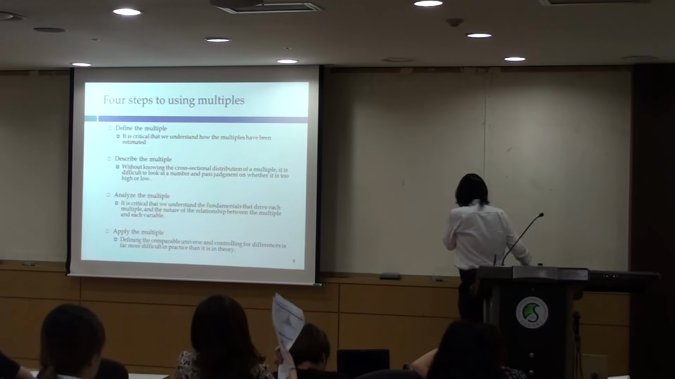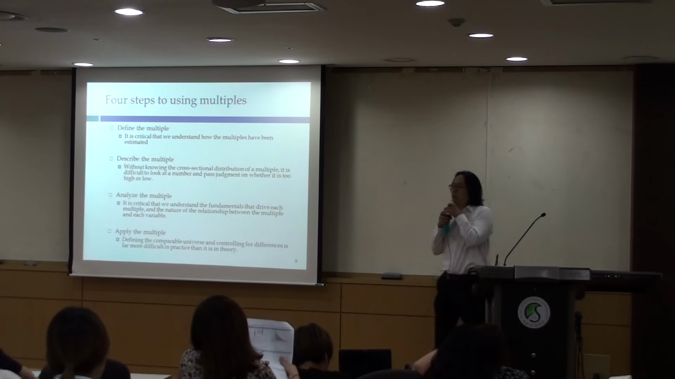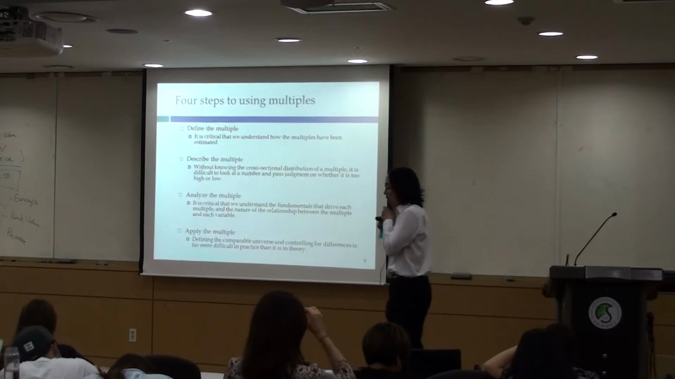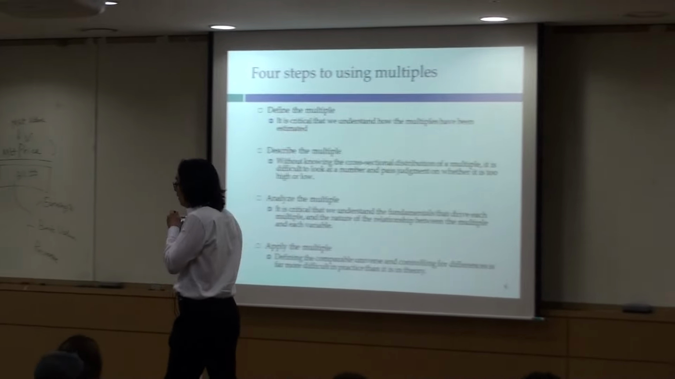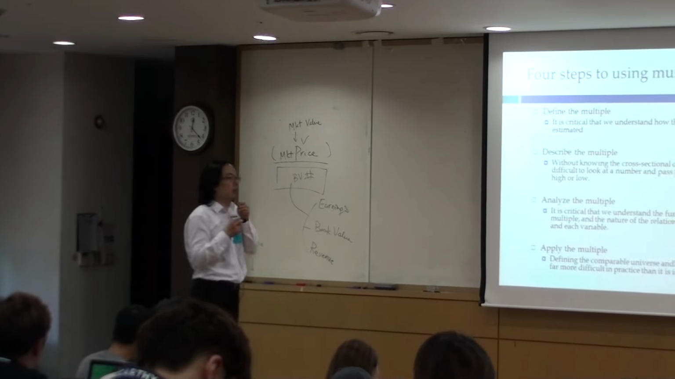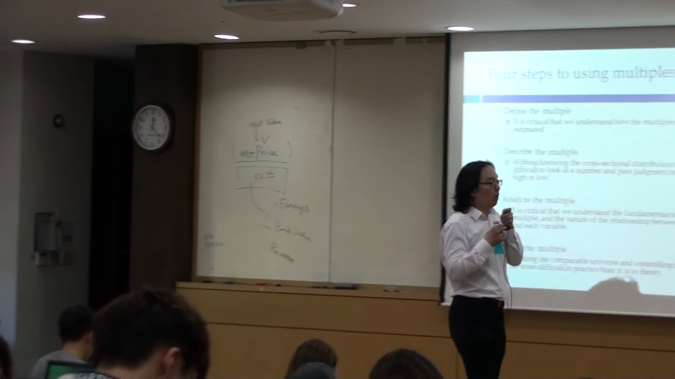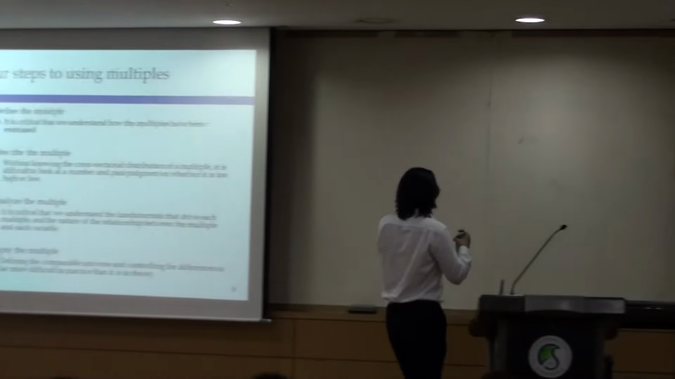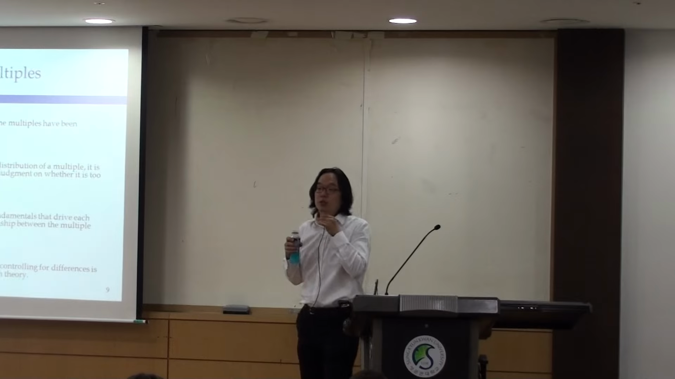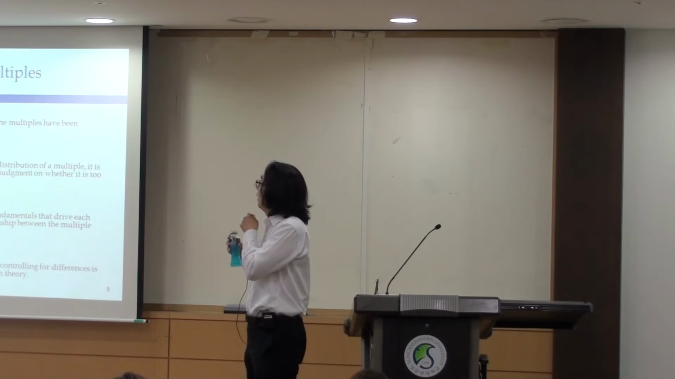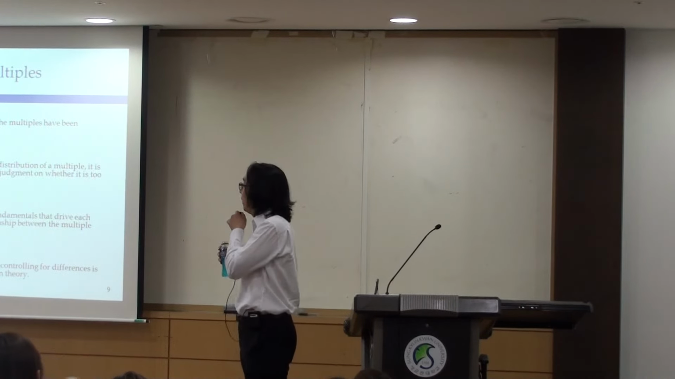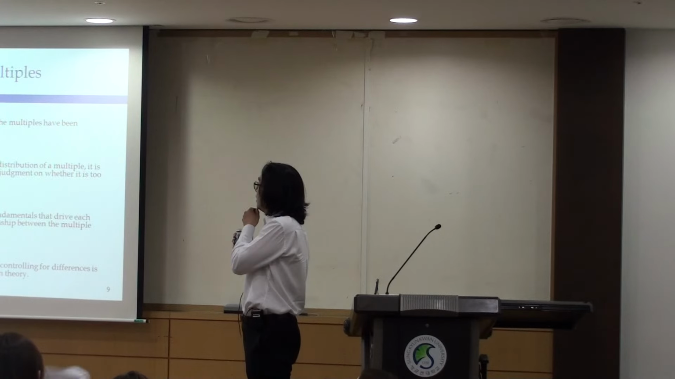Now, anytime we study a multiple, we're going to use a 4-step procedure. You can almost memorize this one: define, describe, analyze, and apply. DDAA. What do you mean by that? Well, to work with a new multiple, you need to define it first. How is it constructed? Define it clearly and consistently and uniformly to be able to make a fair comparison. That's the definition stage.